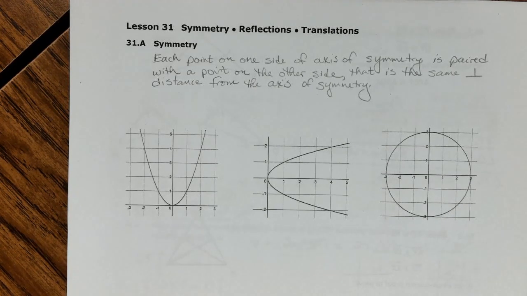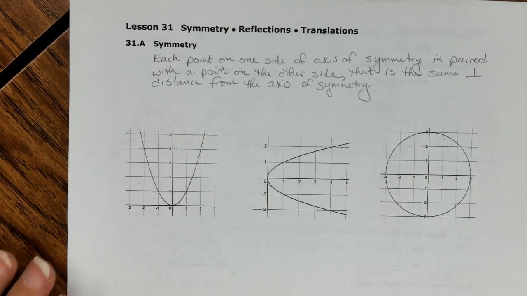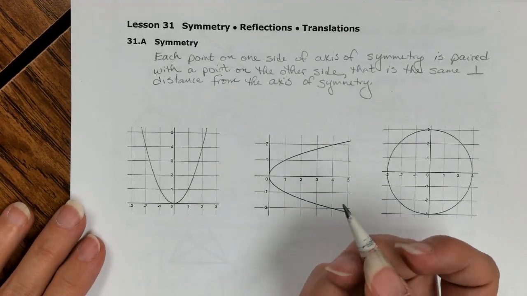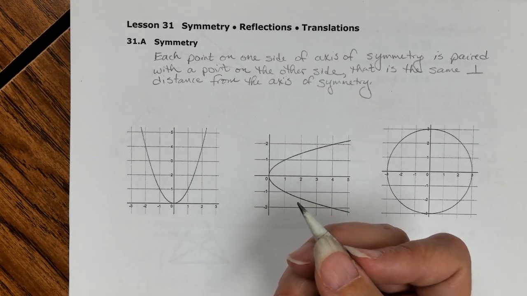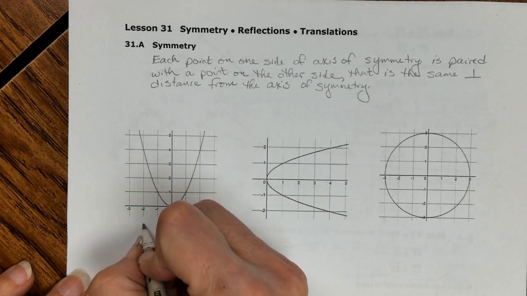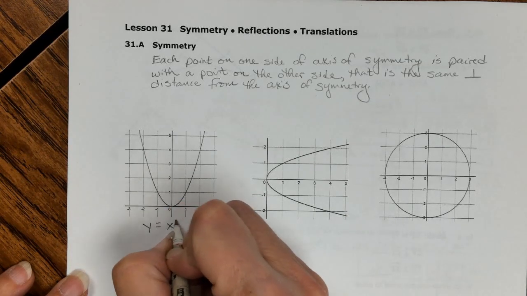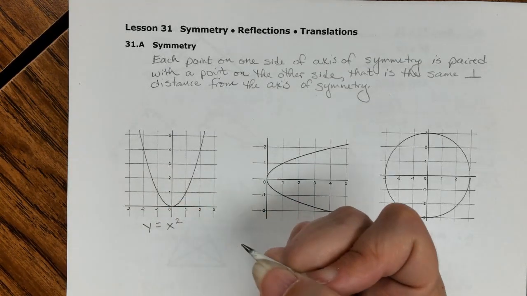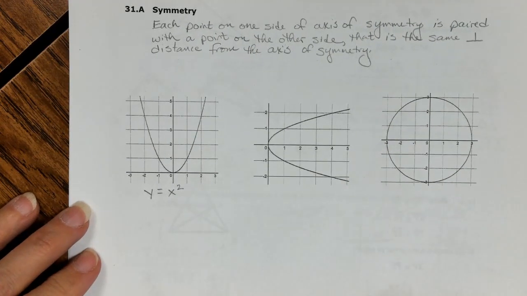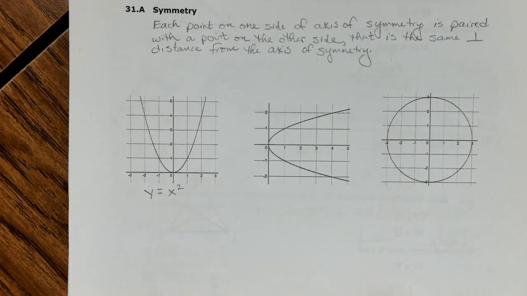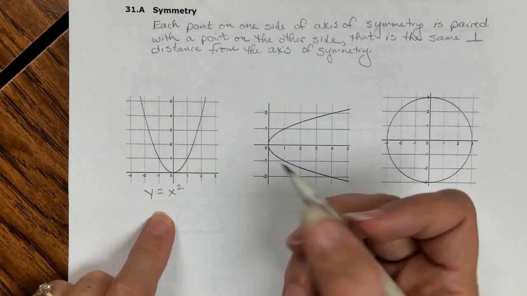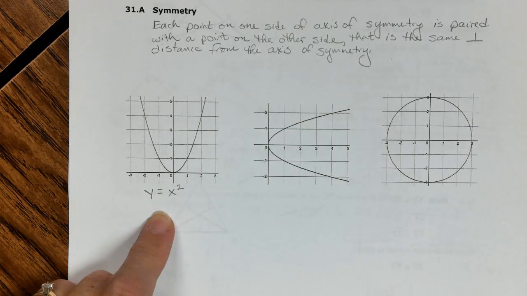There's also a way to check them algebraically, and for that you would need the equation, and I'm going to demonstrate that down here. The equation for this parabola would be y equals x squared, or f of x equals x squared. I'm going to write these with y's. Those are interchangeable. If you see f of x, you can write it as a y. So if you were to choose some x's, find some y's, you would get this graph.